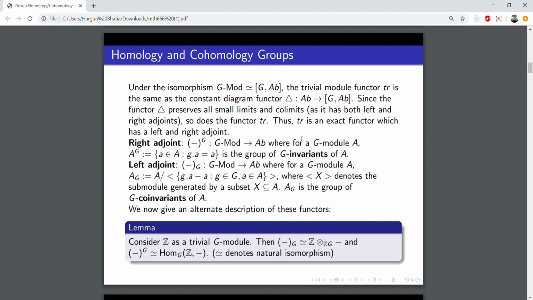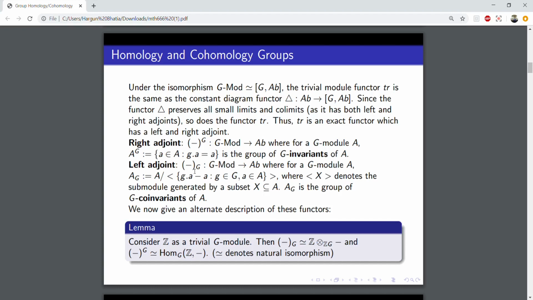Now we know it should have right and left adjoints, so if you try to figure out what they are explicitly, just using the Hom bijection between the Hom sets, it's easy to figure out what they should look like. The right adjoint is the functor which takes a G module and gives you the G invariants: all elements of A which are fixed by the action of any g in G. So g dot a is equal to a. That is the G invariants, a subgroup of A. This is the right adjoint.